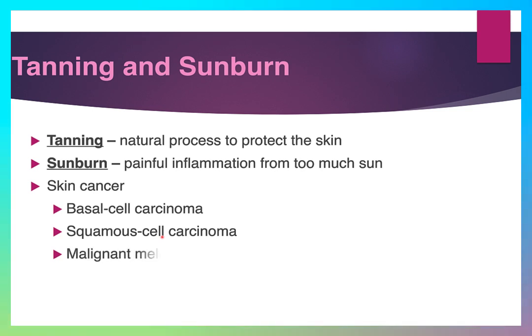And then the last one is the one that people know a lot about, which is malignant melanoma. And these are cancers that come from the melanocytes that are in the skin. And by far, the malignant melanoma is the most dangerous, and the basal cell carcinoma is the least dangerous, and then squamous cell cancer is somewhere in between.